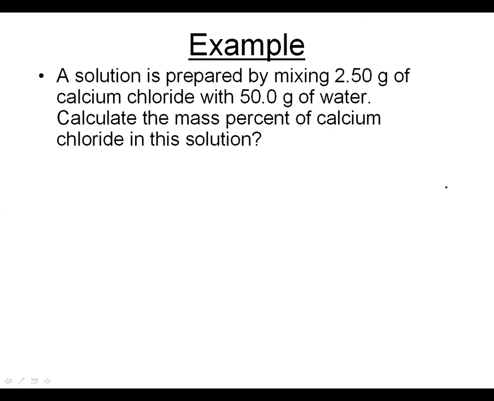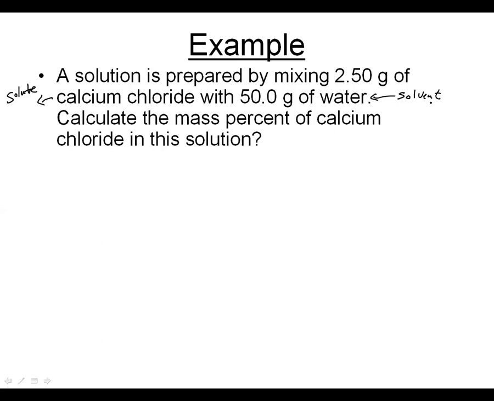So here, if we look at this example, a solution is prepared by mixing 2.5 grams of calcium chloride with 50 grams of water. What is the mass percent? Here, our calcium chloride, which is the smaller part of the solution, would be the solute. Our water here would be the solvent. So water is a very common solvent. Not 100% of the time is it always a solvent, but it works really well.